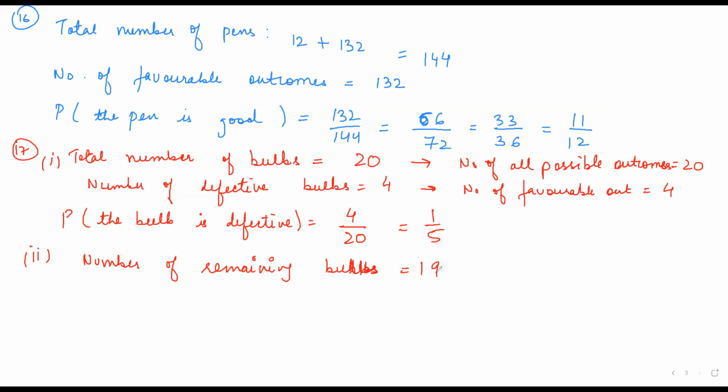Because in the first case we have drawn out one bulb, that is gone now. Only 19 bulbs are remaining. We already know that 4 bulbs are defective in total. So out of this 19, 4 are defective. So how many not defective bulbs are there? The number of bulbs which are not defective will be 19 minus 4.